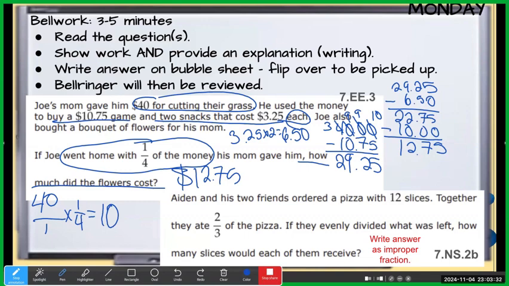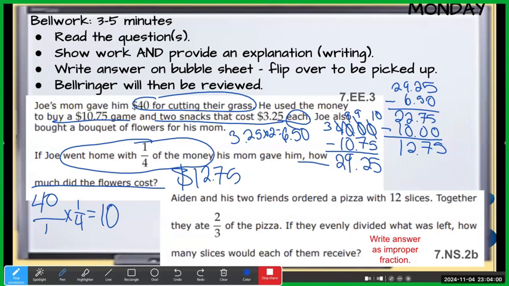Joe's mom gave him $40 for cutting the grass. He used the money to buy a $2.75 game and two snacks that cost $3.25 each. Joe also bought a bouquet of flowers for his mom. If Joe went home with 1/4 of the money his mom gave him, how much did the flowers cost? I got $12.75.